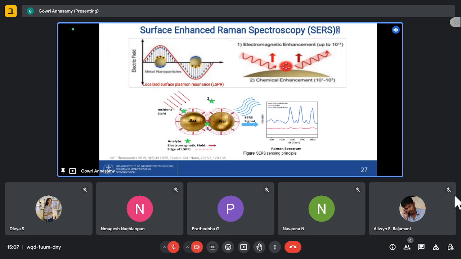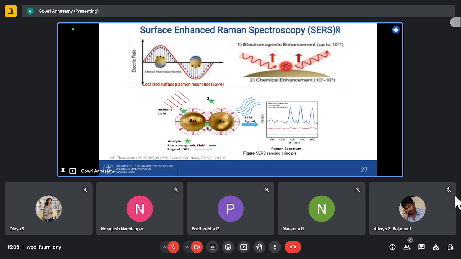You could see here two gold nanospheres. They are kept at a particular distance, and the green color star represents the analyte of interest. I have kept these two nanospheres at a particular distance and I am irradiating the light onto these nanoparticles. When they are at a particular distance, this is called hotspot generation. So lambda by 10: when they are kept at 2 nanometer distance, they generate hotspots, and the Raman scattered light from the hotspot is huge.